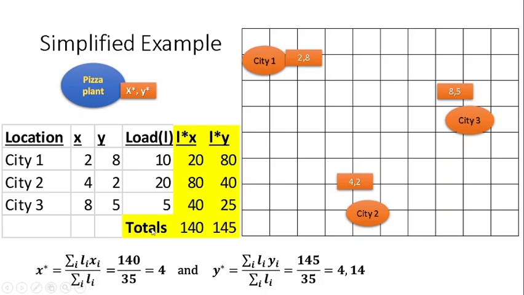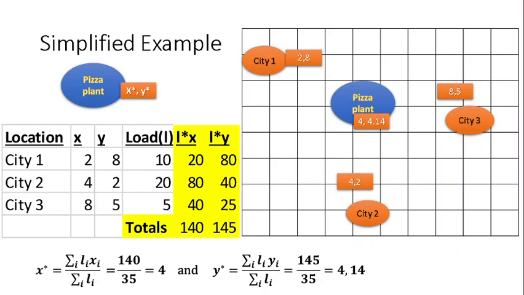So it is the sum of this total, which is 140, divided by the sum of the loads, which is those three numbers, 10, 20, and 5, which add up to 35. So the x star coordinate is equal to 4, and the y star coordinate is equal to 4.14. So our ideal location on the map would be to place our plant at that position.